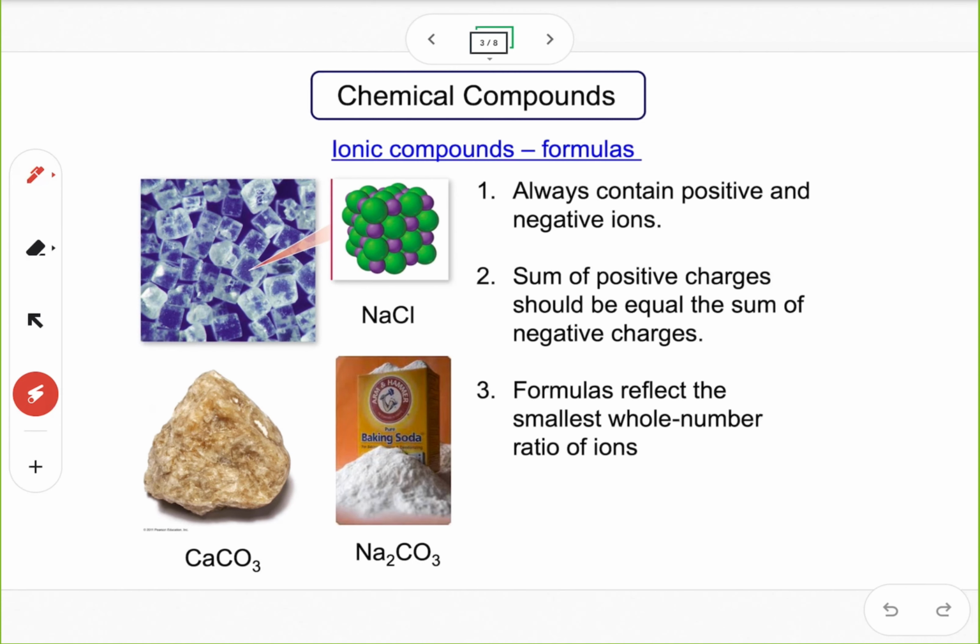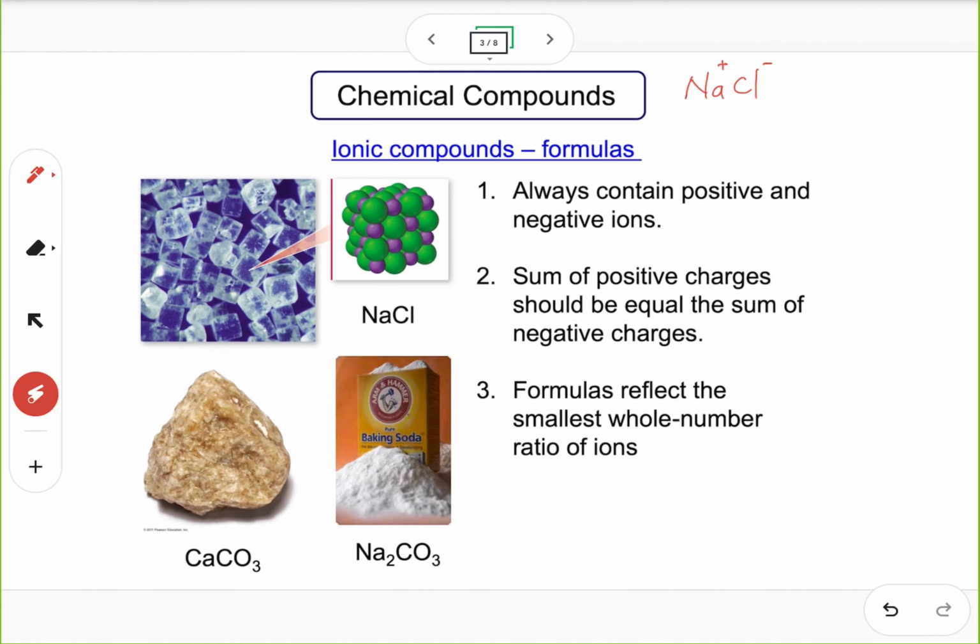Now let's take a look at ionic compounds. Here on your right side, these are some important properties of ionic compounds. For instance, ionic compounds always have positive and negative ions, 2 parts, like sodium chloride, as the picture shows you. For sodium chloride, the positive ion would be sodium plus, and the negative ion would be chloride.